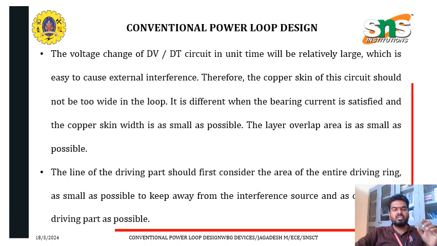The voltage change of the dV/dt circuit in unit time is relatively large, which easily causes external interference. Therefore, the copper skin of the circuit should not be too wide in the loop. While the bearing current is satisfied, the copper skin width should be as small as possible, and the layer overlap area as small as possible. In the driving part, the area of the entire driving loop should be as small as possible, keeping away from the interference source.